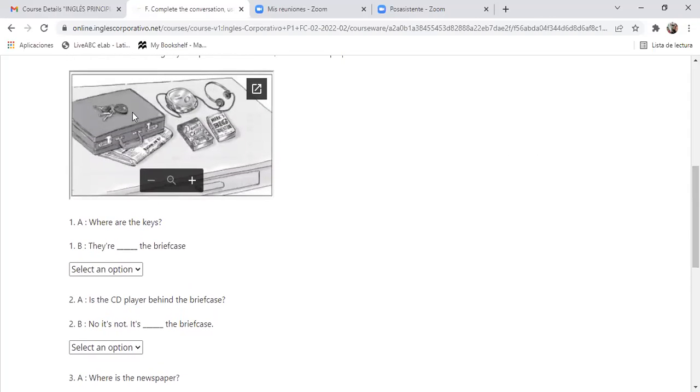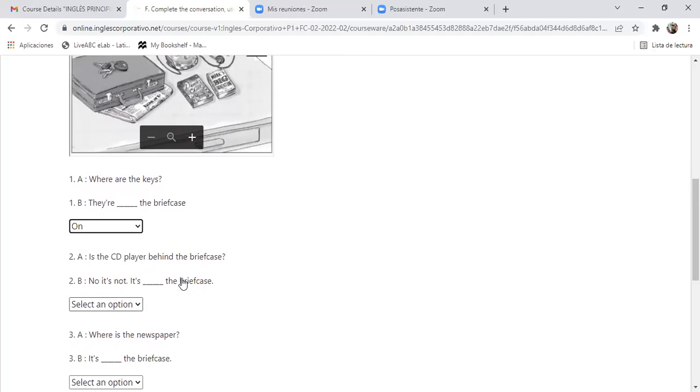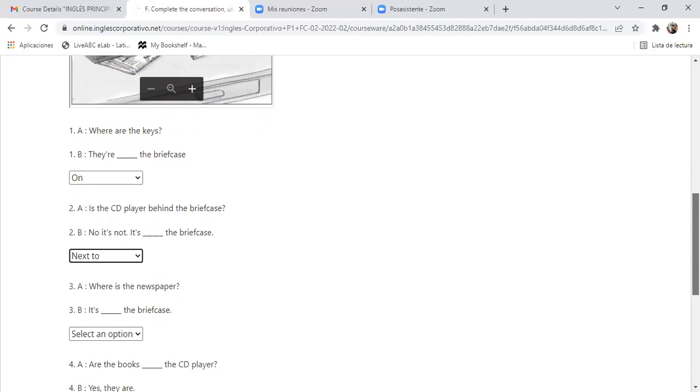Okay. Yes. There. Now the options: next to, under, in front of. On the briefcase. Yes, this is a briefcase. On the briefcase. Is the CD player behind the briefcase? They said no, it isn't. It's next to the briefcase. Yes, next to the briefcase. Very good. Where is the newspaper?